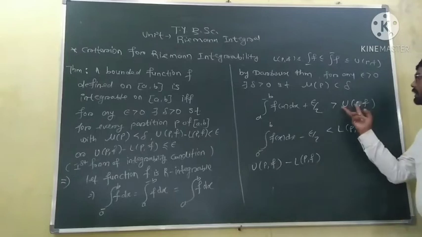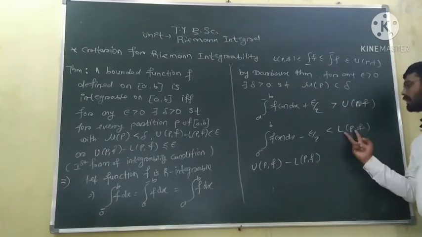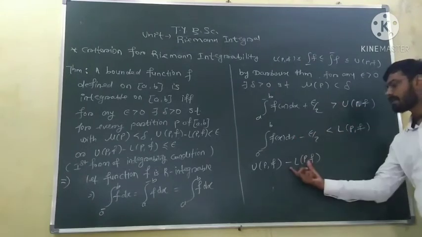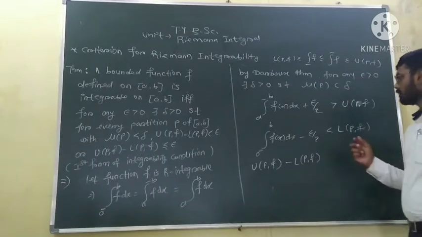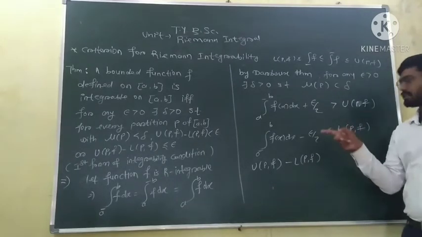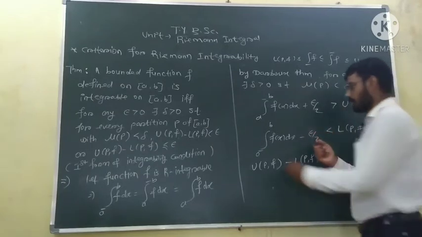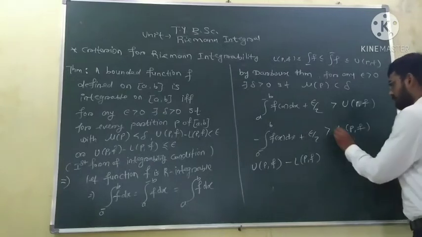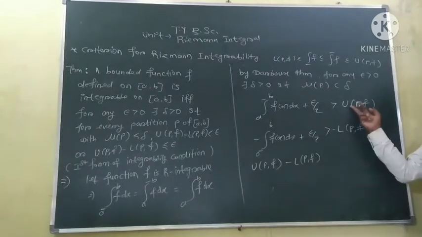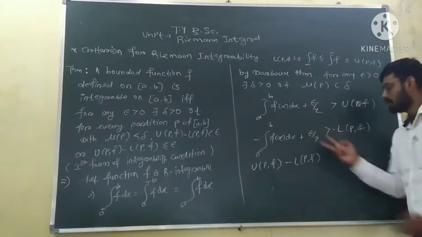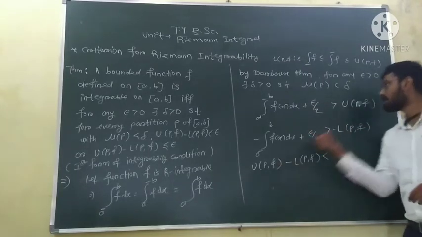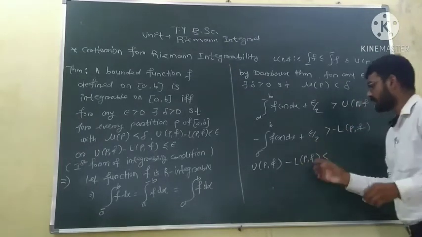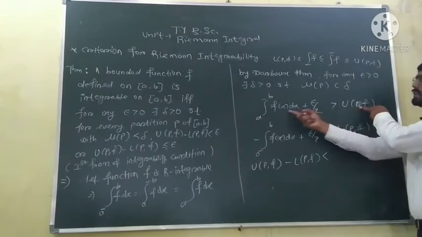Now U(P,f) is less than this, and L(P,f) is greater than this, but we have to maintain the same sign here, and we want here minus of L(P,f). So what do we do? Just multiply both sides by a minus sign. If we multiply by minus, this becomes minus, this becomes plus, the sign is changed, and this becomes minus. So U(P,f) is less than this and minus L(P,f) is less than this. Since both are less than, the subtraction is also less than. So U(P,f) is less than this number.